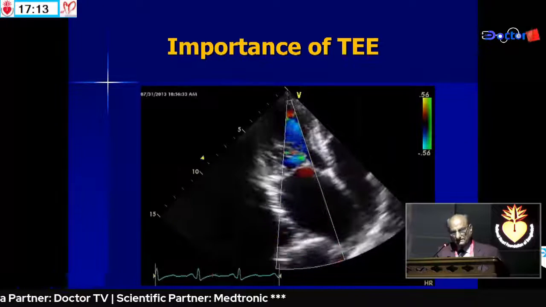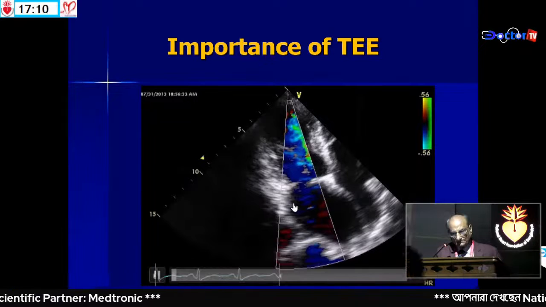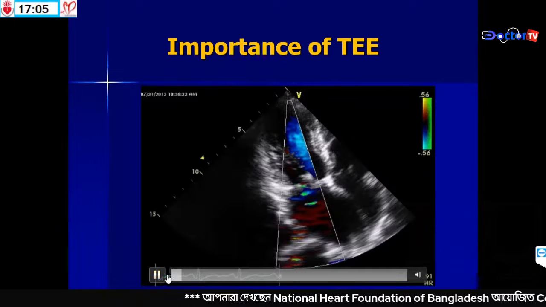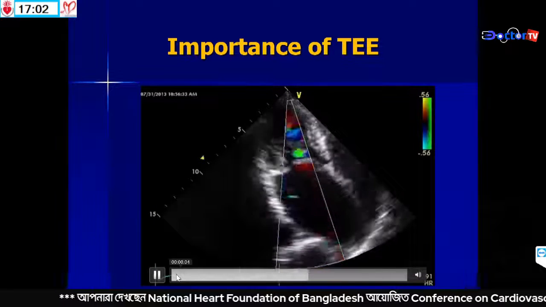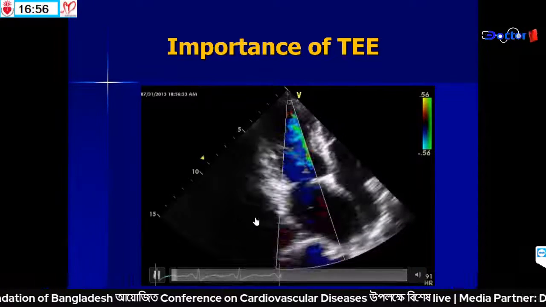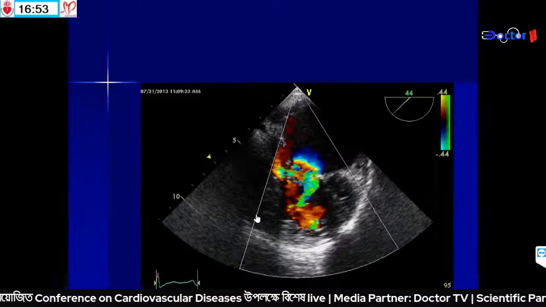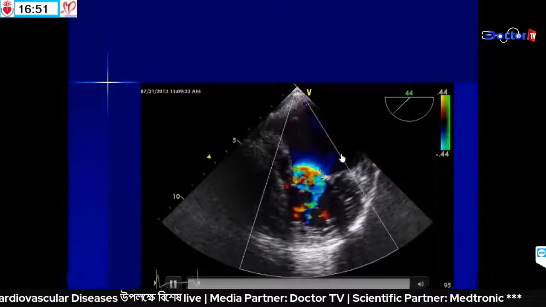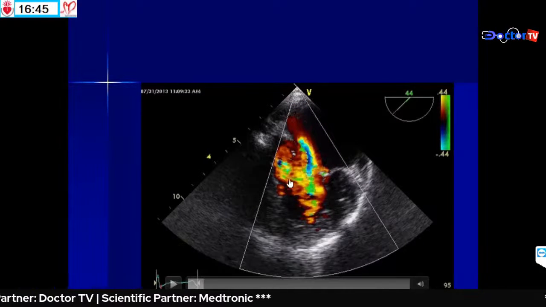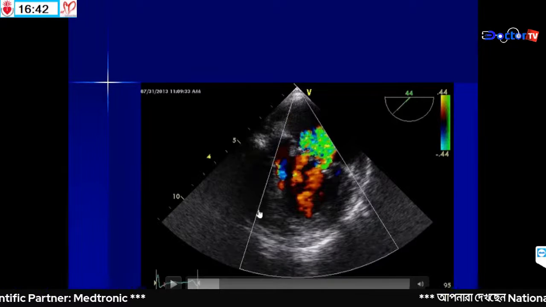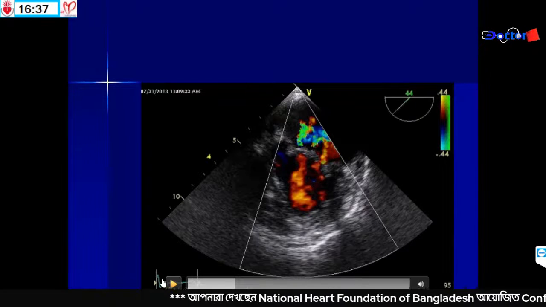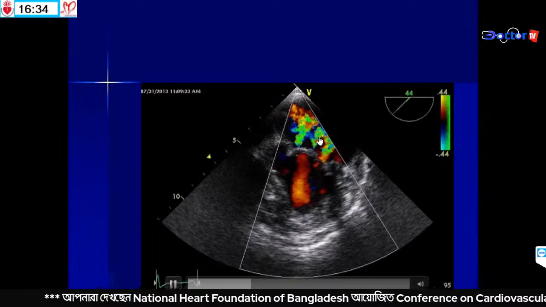And you see the importance of TEE. This was one case which had a mild MR. We were suspecting something else, and when we did a transesophageal echo and compared it with the transthoracic echo, you see three jets of mitral regurgitation, 1, 2, 3, which were not seen in the transthoracic echo but were seen here. I don't know what to do, but at least we have shown you three jets.